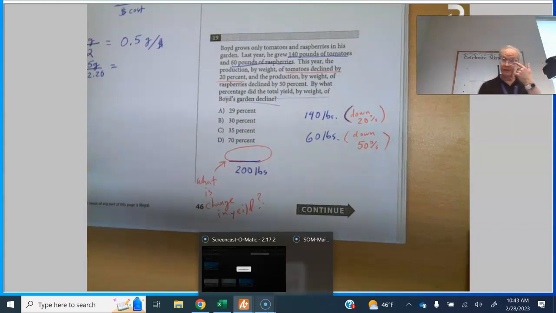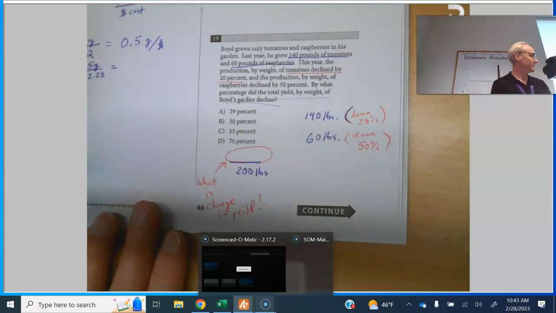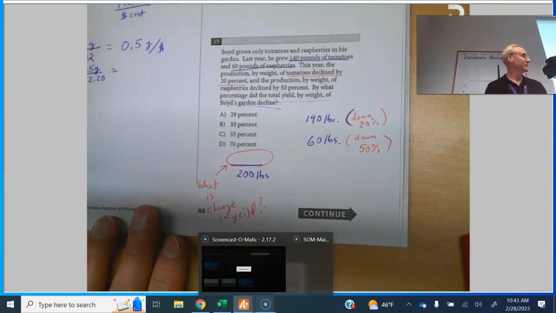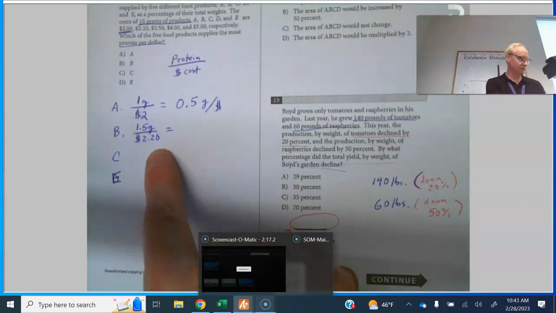That should give you enough help to get started on these. Finish them up yourself, and then we'll go over them in a bit. But try it yourself first. See if you can finish those up. Finish these with C and E.